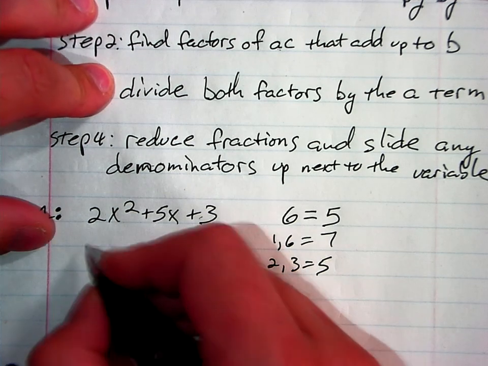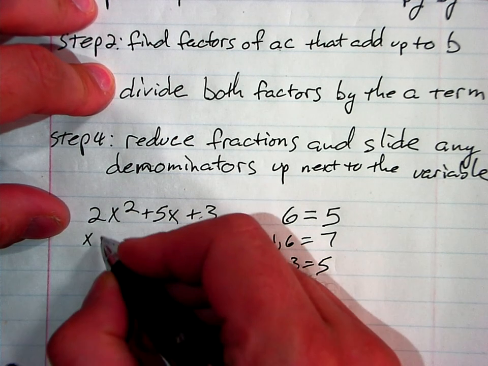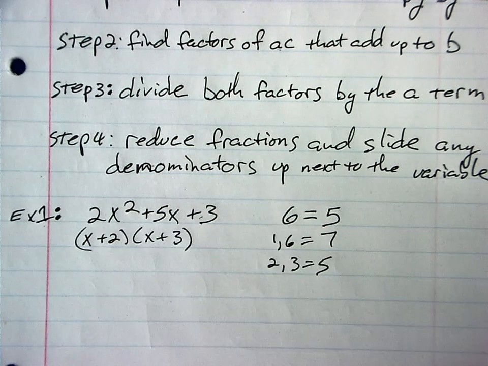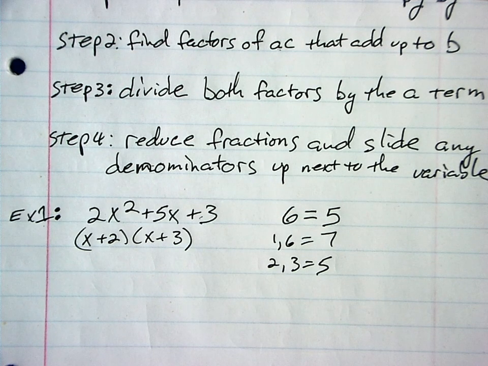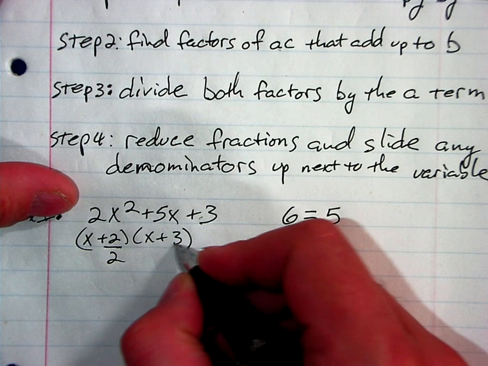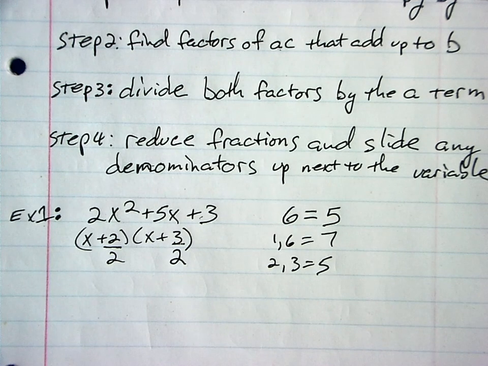So what we need to do is rewrite this like we did yesterday. X plus 2, x plus 3. That's exactly what we did yesterday. So now divide both factors by the A term. If we put the A term in, we got to pull it out now. So the A term is 2, so I'm going to divide this by 2, and then I'm going to divide this by 2. Step 4, reduce the fractions.